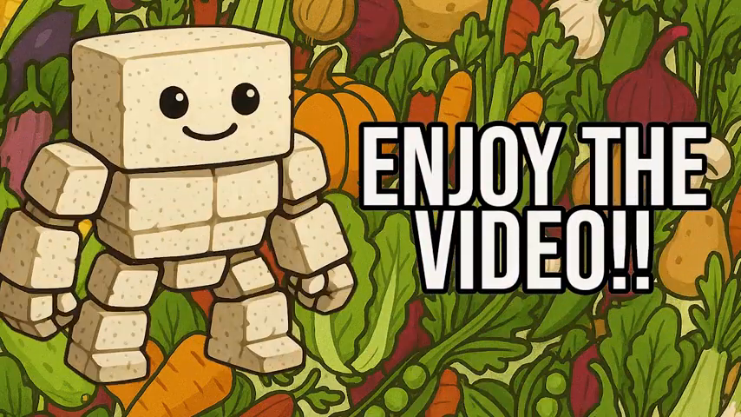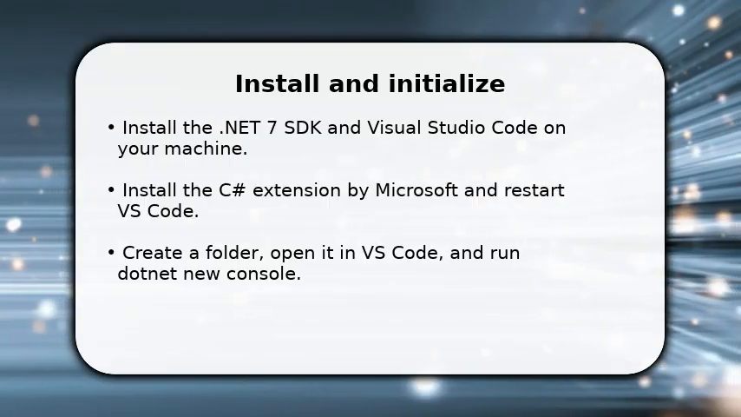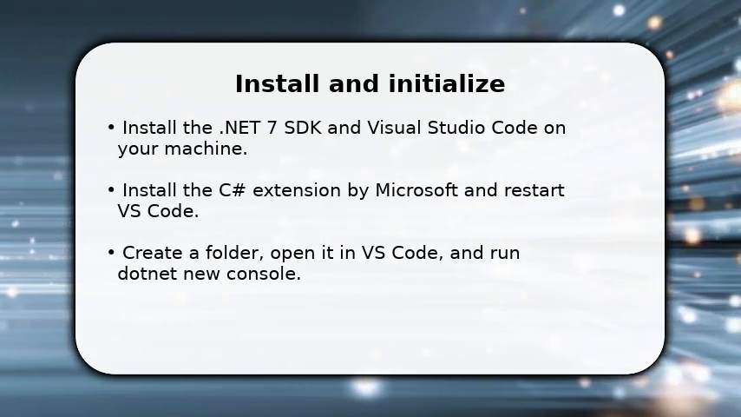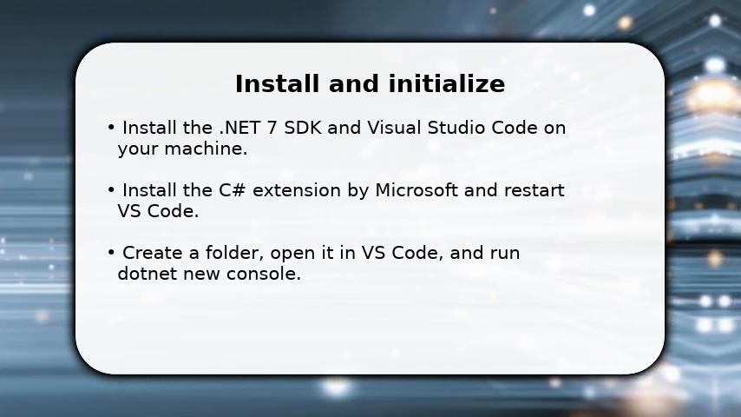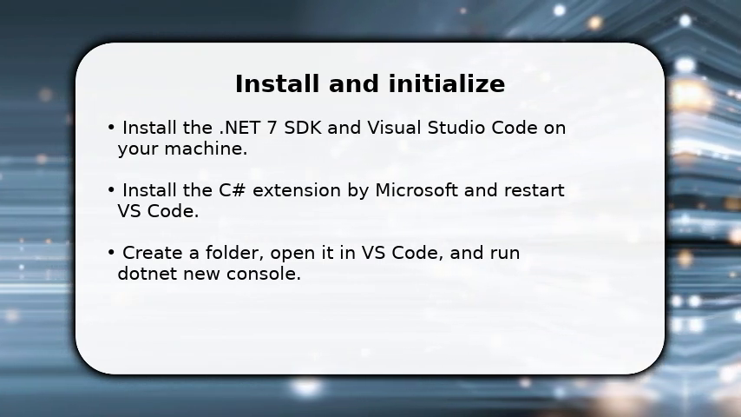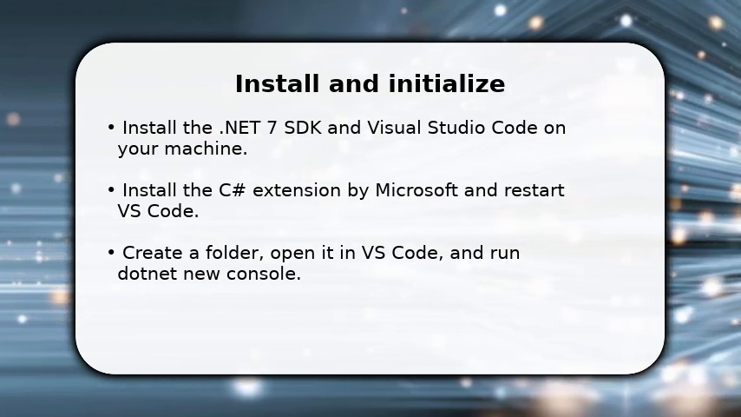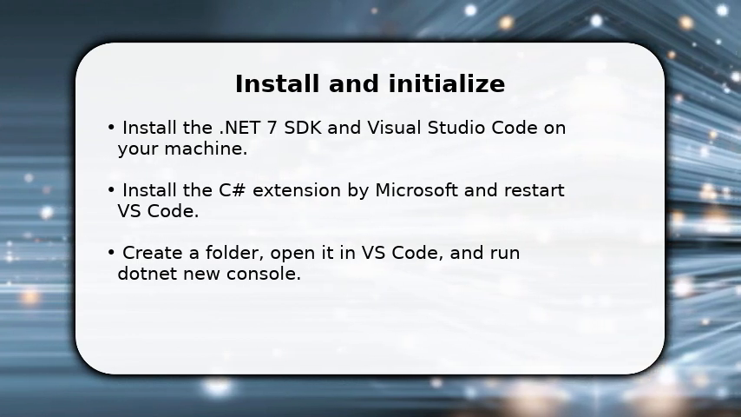Please enjoy the video. First, install the .NET 7 SDK and Visual Studio Code on your machine. Next, install the C# extension by Microsoft and restart VS Code to enable language features. Create a new project folder and open it in VS Code with File, then Open Folder.